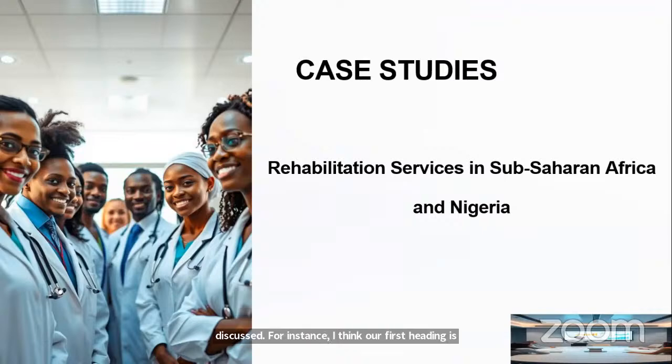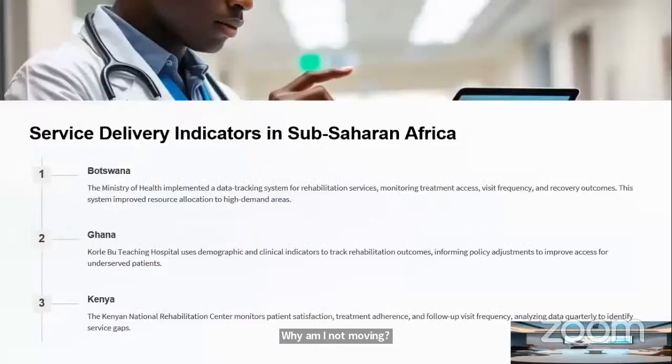the service delivery indicators, right? Are we together? Are the people back? Yes, sir, we are together, sir. All right. Now for the service delivery, we have examples of 3 countries in Africa. I think if I remember very well, I tried to distribute them across.